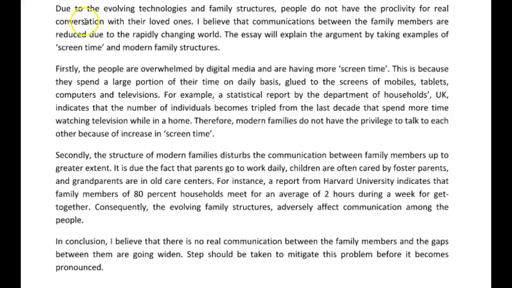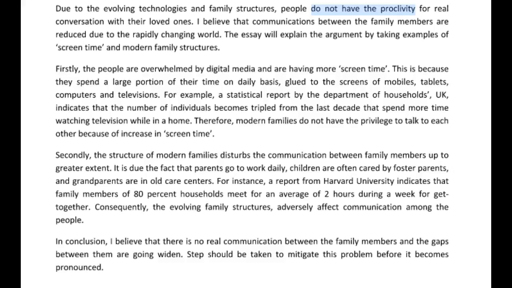So we don't need this preposition here. Sorry, this article. "Due to the evolving technologies and family structures" could just become "due to evolving technologies and family structures, people..." So you can't say that they do not have the proclivity for real conversation with their loved ones. What you've said here is that the desire to communicate with loved ones has completely gone away. Now that's not correct.